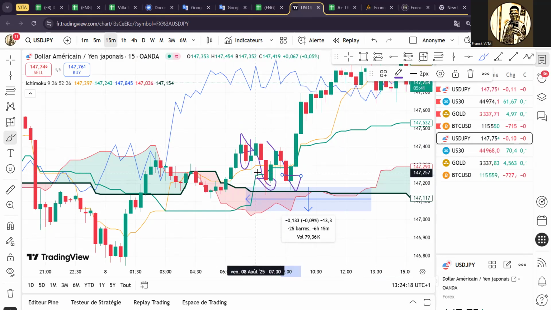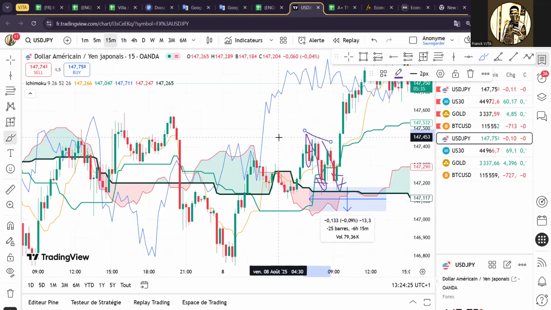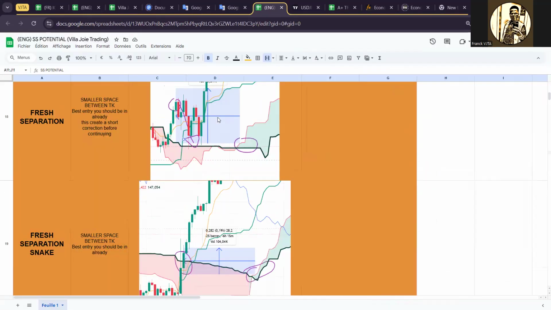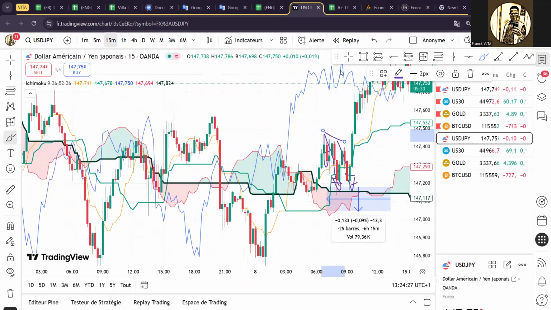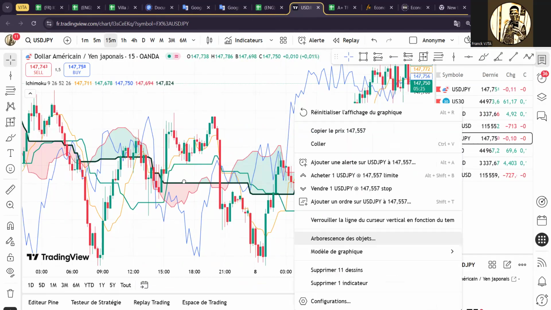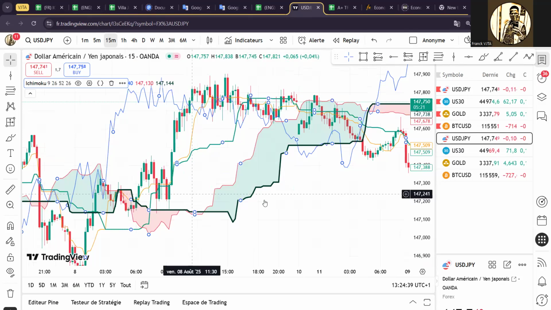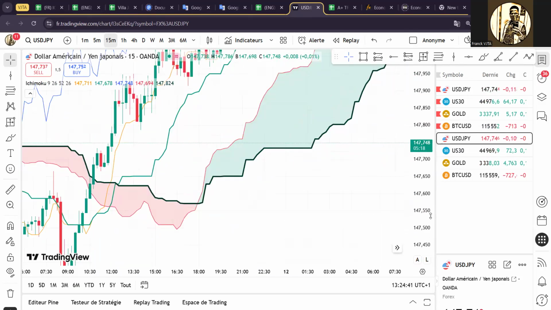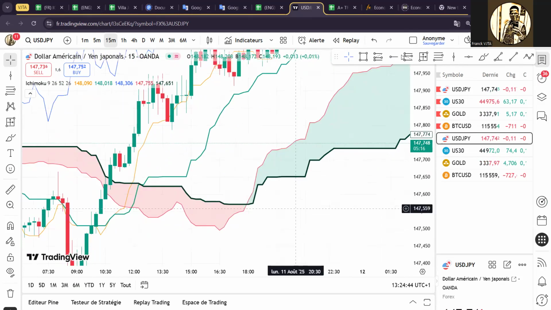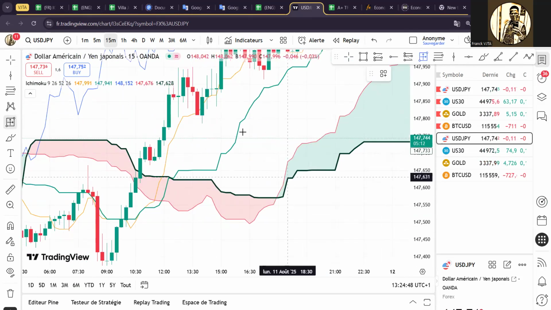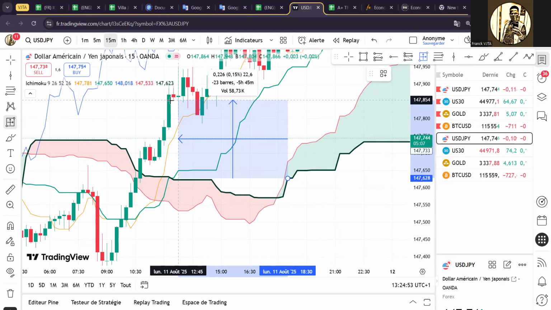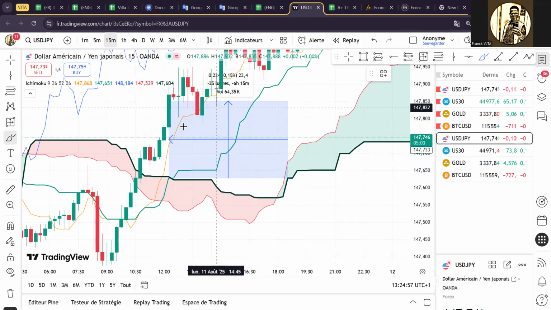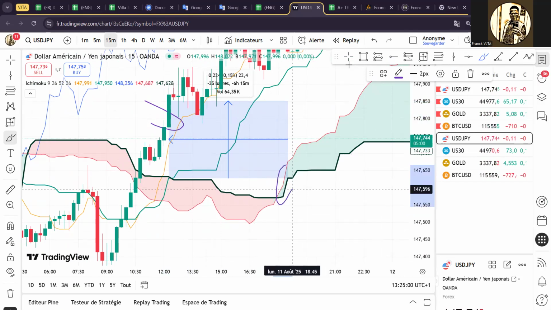It's like the first cross. So you have the best entry, but the price will go down a little bit at each fresh separation. Then you have the first separation with snakes. First separation with snakes is a little bit like this one, like this. That's the first separation with snakes. At this level, you had snakes like this one. This is the first separation with snakes.